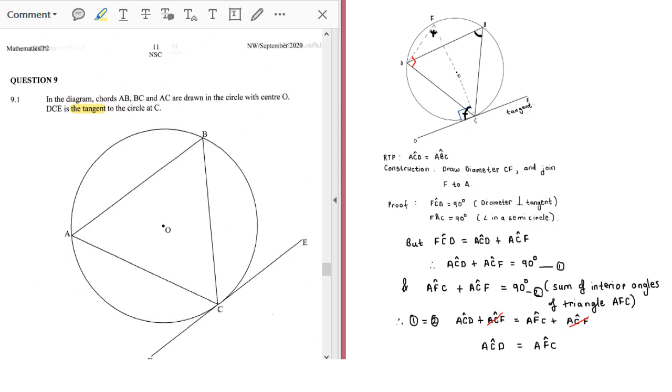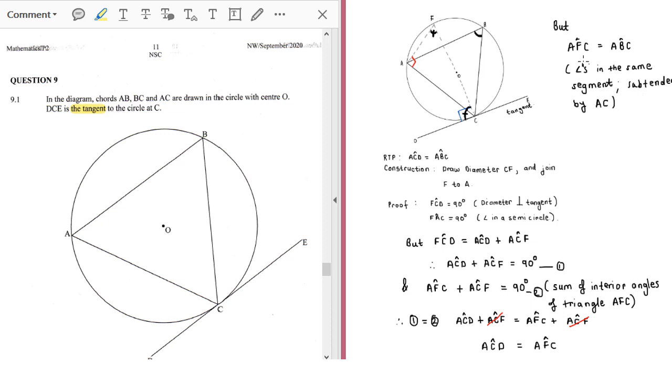So we can state that angle AFC is equal to angle ABC. And the reason for this is angles in the same segment. You can also add over here that these two are subtended by the chord AC, so subtended by AC.